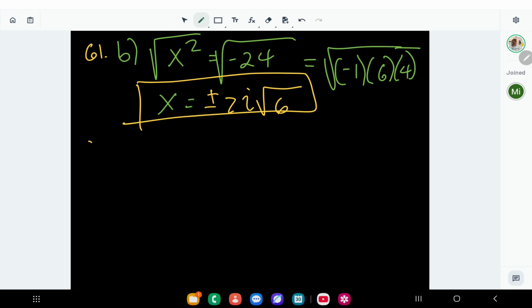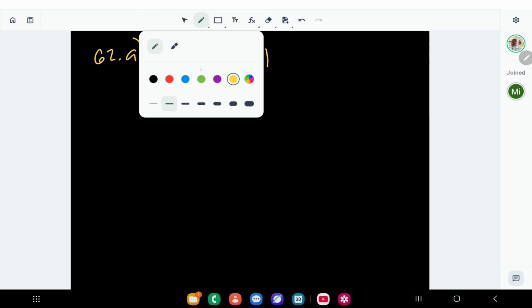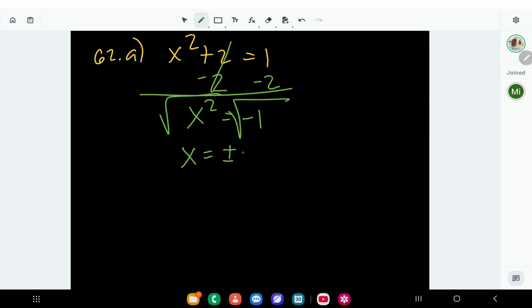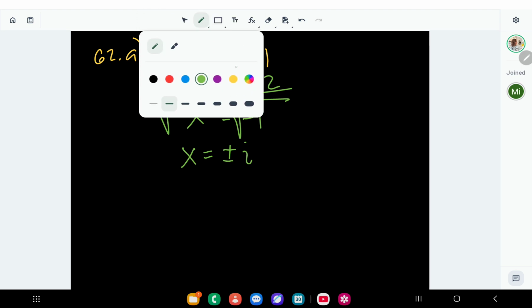And then we have 62a. Let me delete this first. 62a, what is that? x squared plus 2 equals 1. Then we subtract 2 from both sides. So x squared is equal to negative 1. Then we get the square root of both sides. So this is plus minus i. Right?